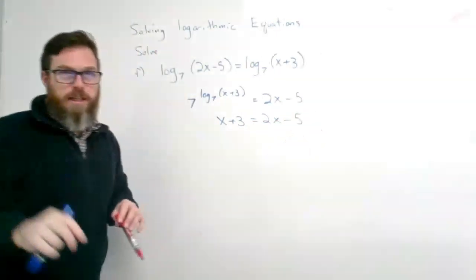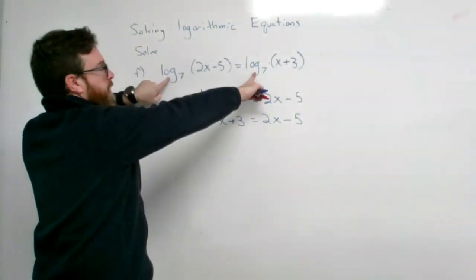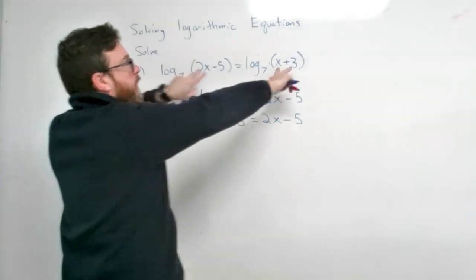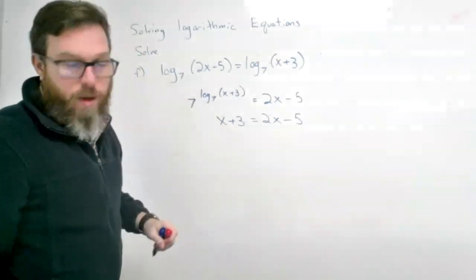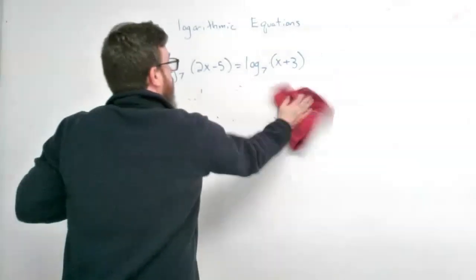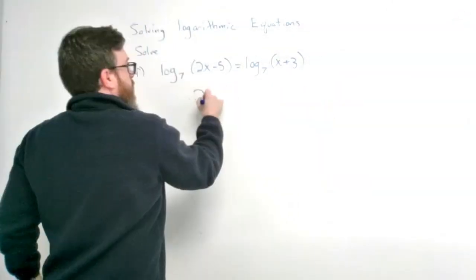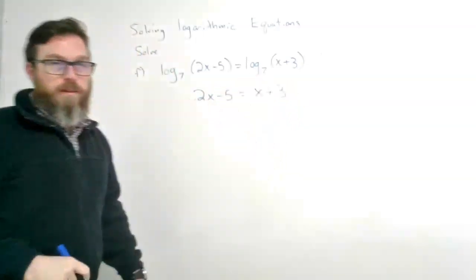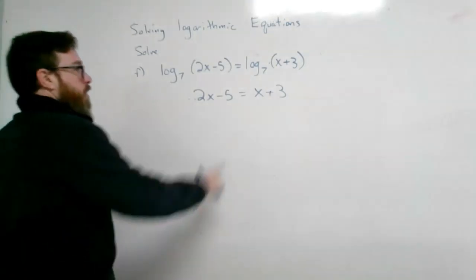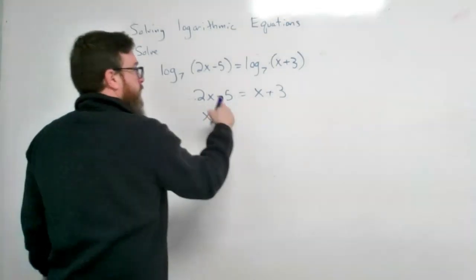Now, most of the time that doesn't need to be shown. If I have a log base 7 on this side and a log base 7 on the other, then the arguments have to be the same, which is usually the way we pull that off. We just say if they both have a logarithm, the arguments have to be equal. So 2x minus 5 has to be equal to x plus 3. Now we can solve for x. So subtracting and then adding, x is 8.